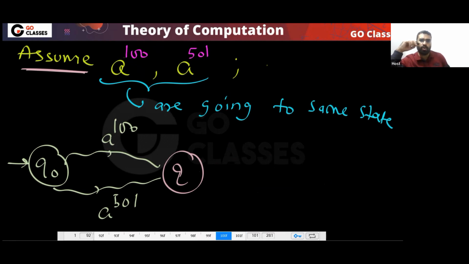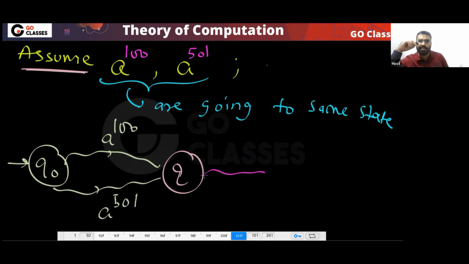Where will this state q go on b power 100? How many states will q go to on b power 100? Only exactly one state. So now the question is where this will go on b power 100. If you say final state, then there is a problem.